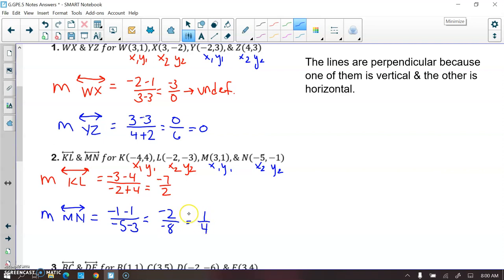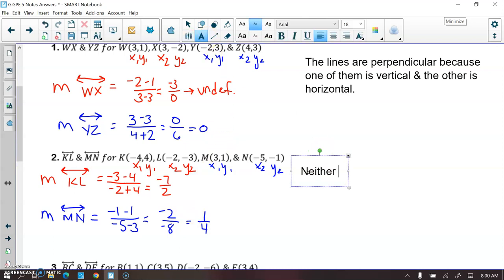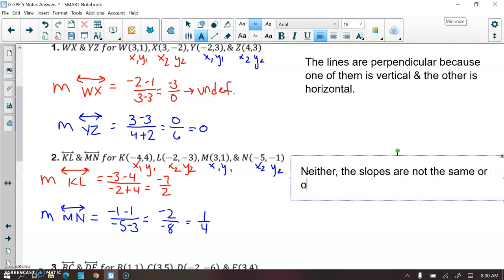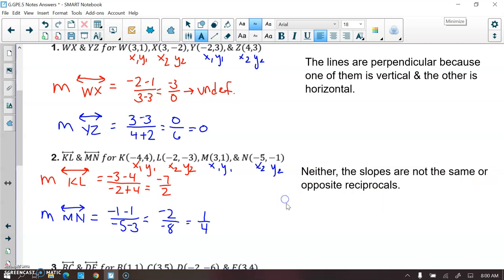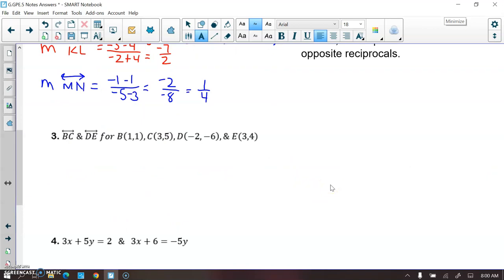These slopes are not opposite reciprocals, they're not the same. So these two lines are neither parallel or perpendicular. The slopes are not the same or opposite reciprocals. All right, my next one. Same thing here. Finding the slope of line BC.